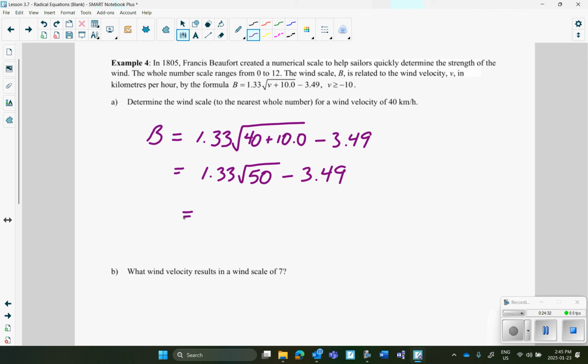14. Okay, I got a 6 and I got a 14 point something. It can't be 14. From 0 to 12, 6. That's what I thought. Do the square root of 50. Just do the square root of 50. That's it. Okay, times that by 1.33. Get that answer. Subtract 3.49. Boom.